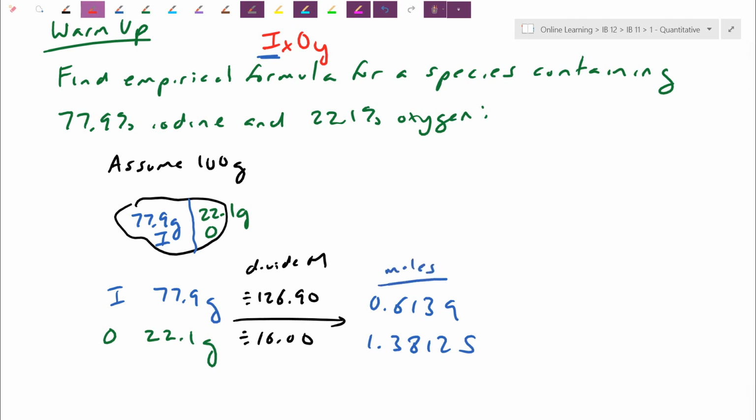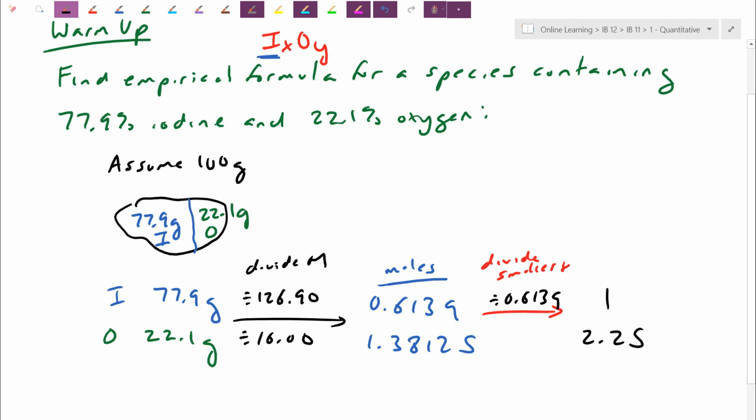Now, I could say I 0.6 to oxygen 1.3 like that. It's not easy to look at, so what we're going to do is divide by the smallest number. Let's rescale it. The smallest number this time is the 0.6139. Let's rescale everything by this 0.6139. The top number becomes 1. The other number divided by 0.6139 gives me, give or take, 2.25.